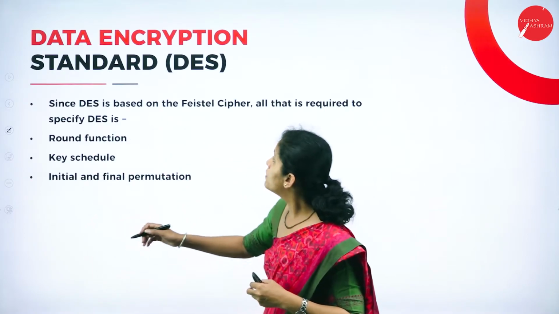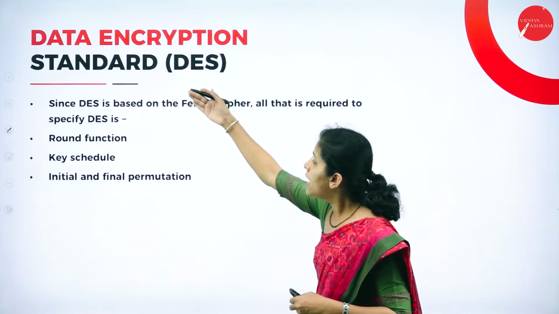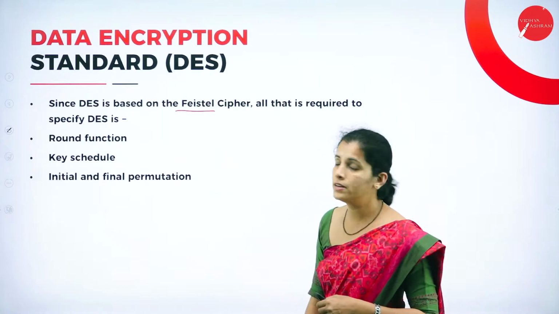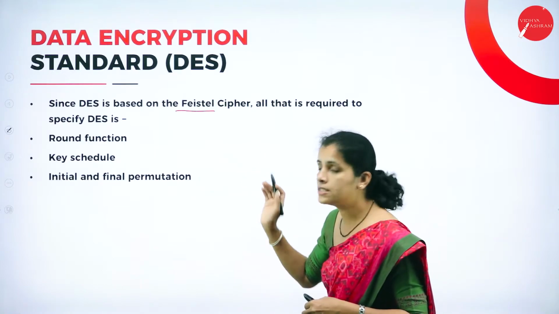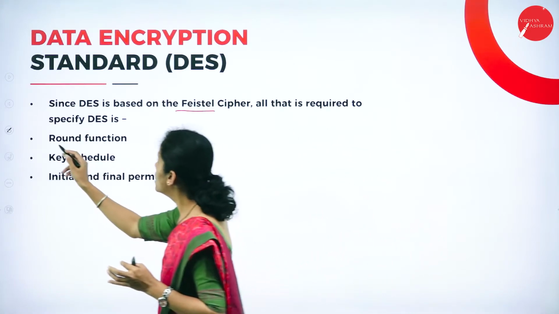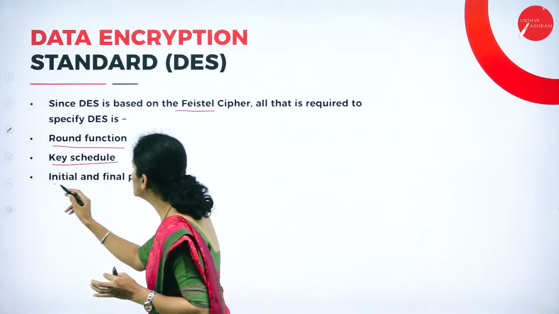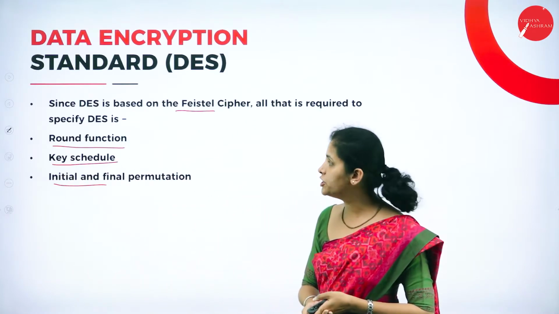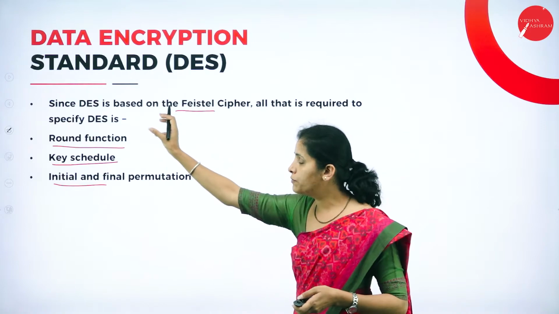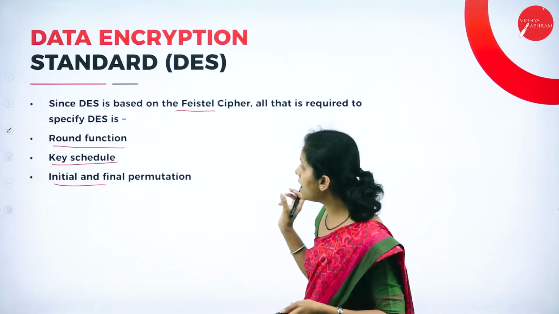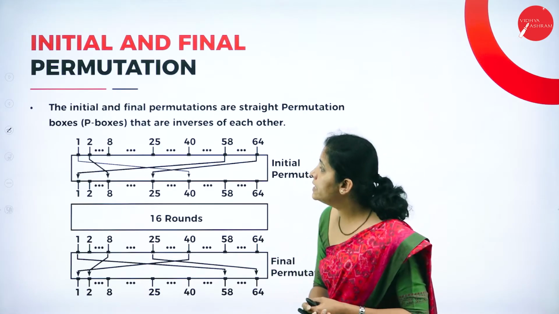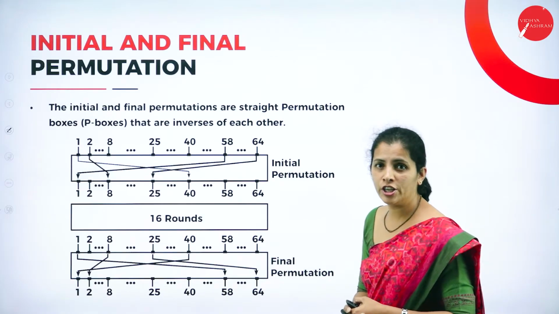Now see here, DES is mainly based on the Feistel cipher. When I'm going to use the Feistel cipher, that includes the round function, key schedule, as well as initial and final permutation. So when I consider any DES, that must include the round function, key scheduling algorithm, as well as initial and final permutation. So here at the beginning, I'm going to have the initial permutation.